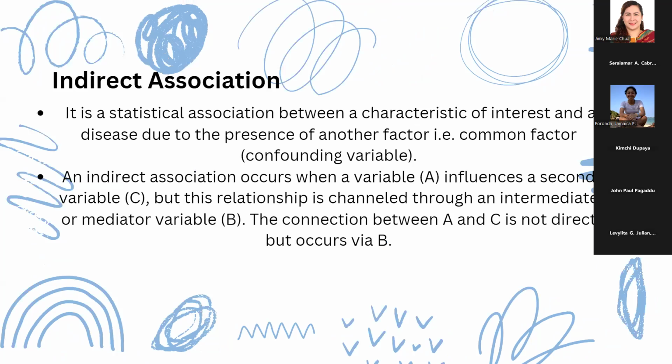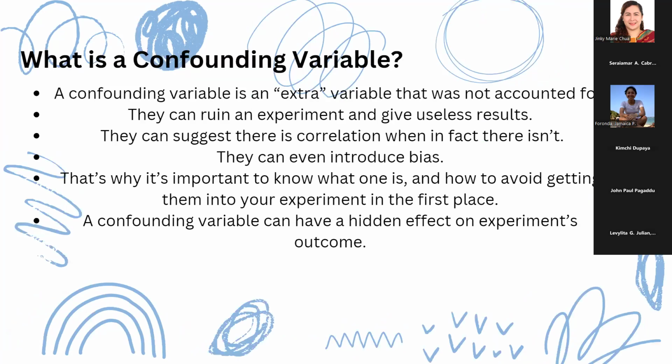So next po is yung ating indirect association. So it is a statistical association between a characteristic of interest and a disease due to the presence of another factor or yung tinatawag nating confounding variable. So ano nga po ba yung confounding variable natin?